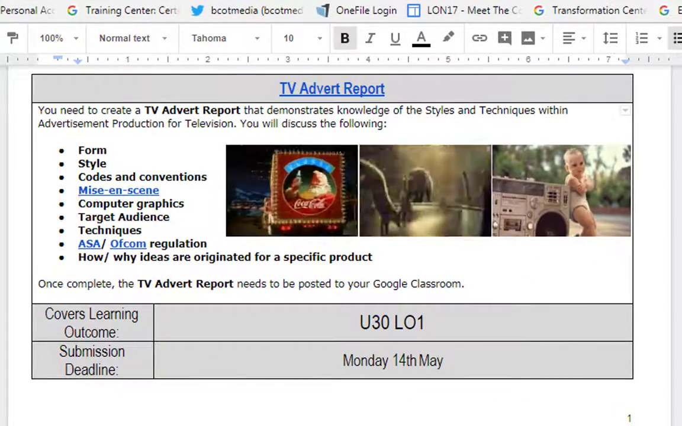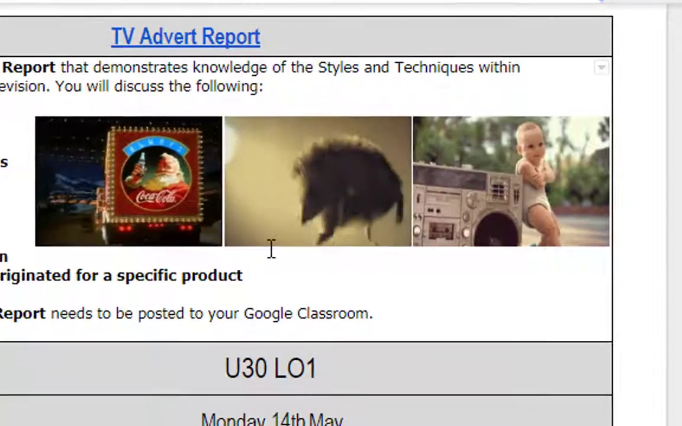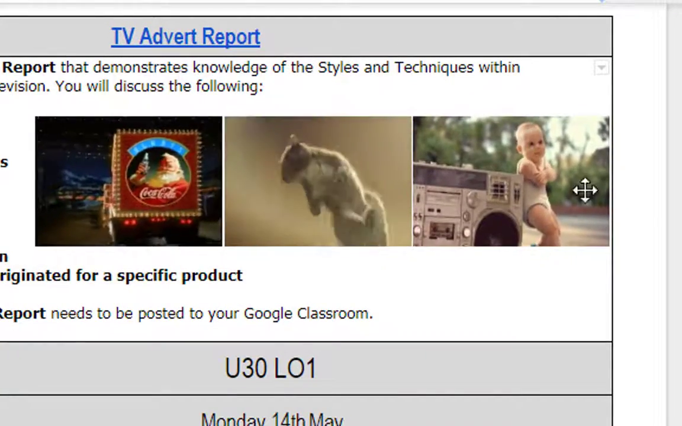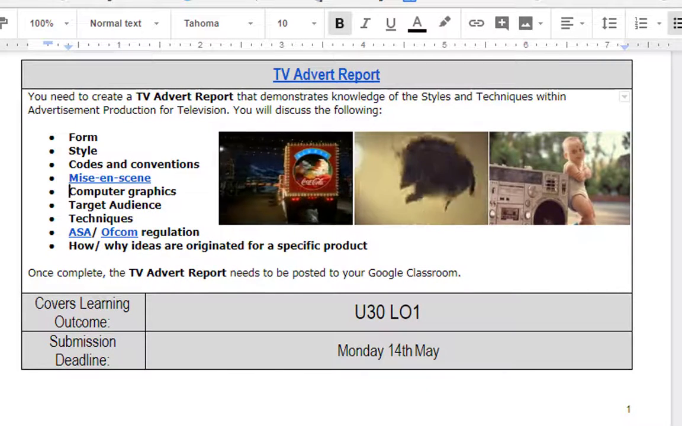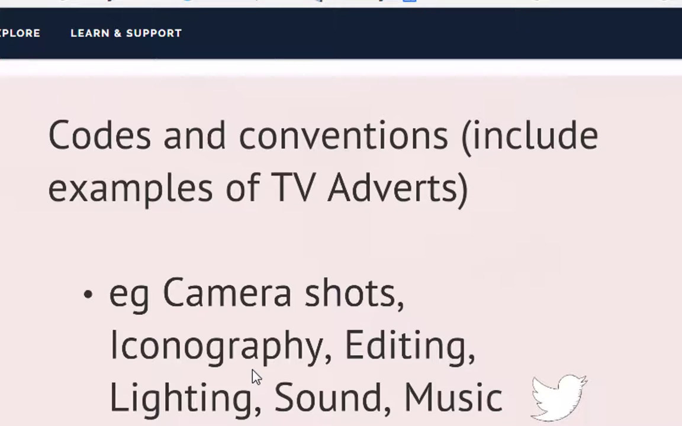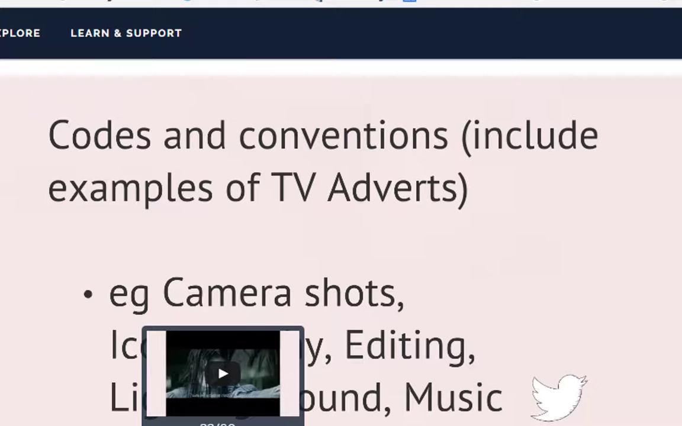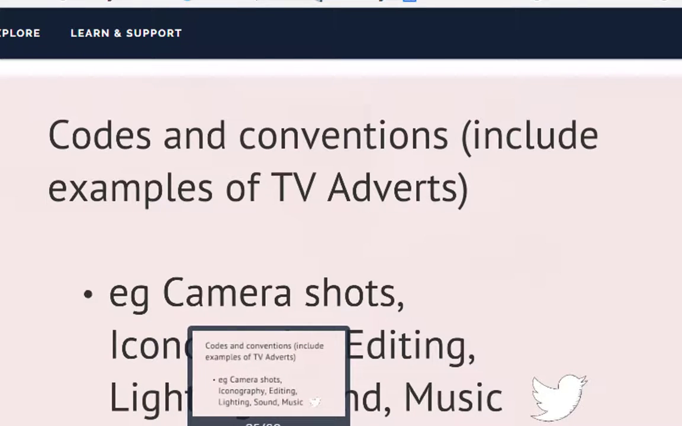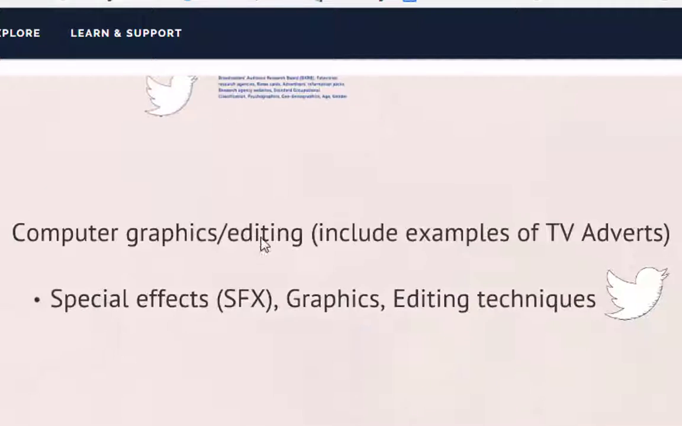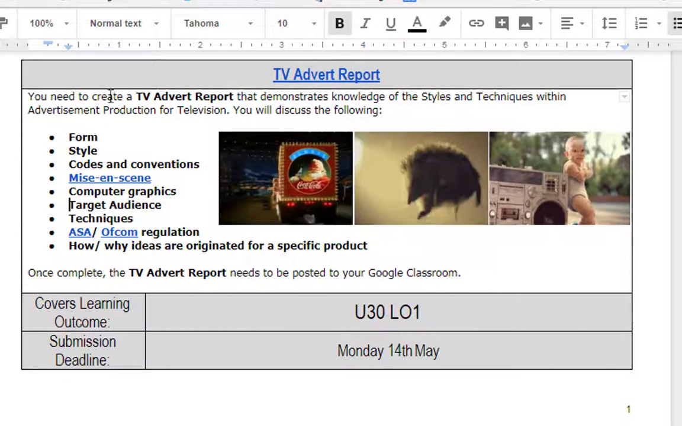Computer graphics, pretty self-explanatory. Find a good advert that shows good computer graphics. Here's 1, 2, 3 for you within the actual report. Why are computer graphics used to communicate to the audience? Why that choice? Because it is always a choice that's made in these adverts. Why that particular choice? Once you've done that, I want you to then move on to target audience.